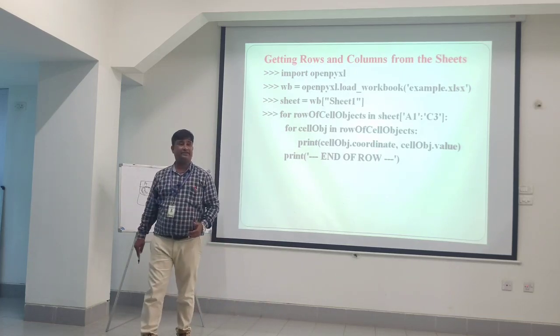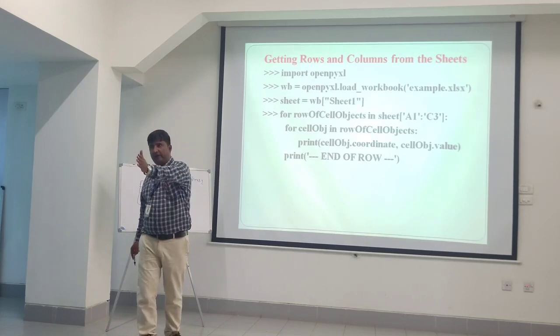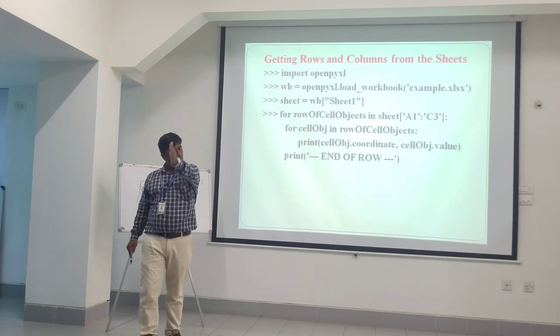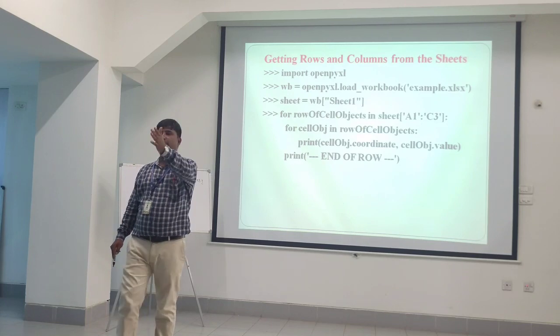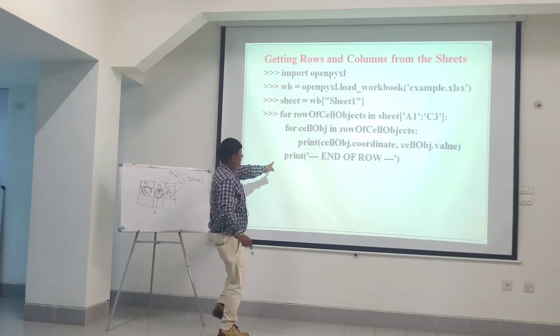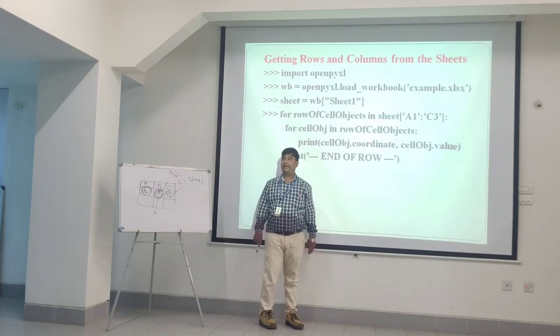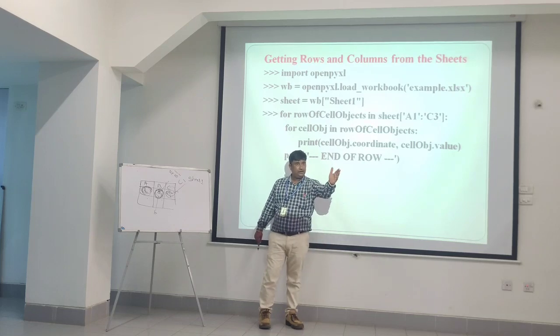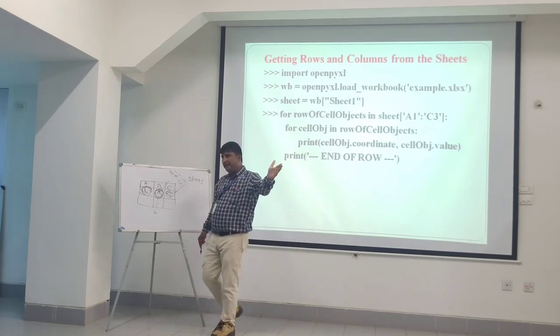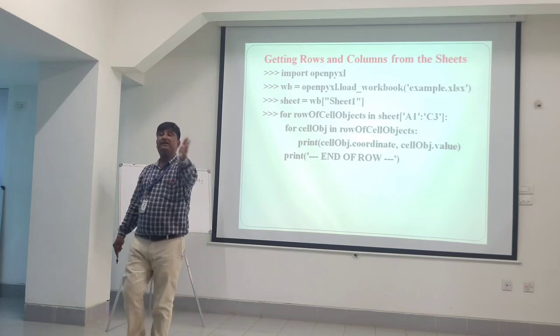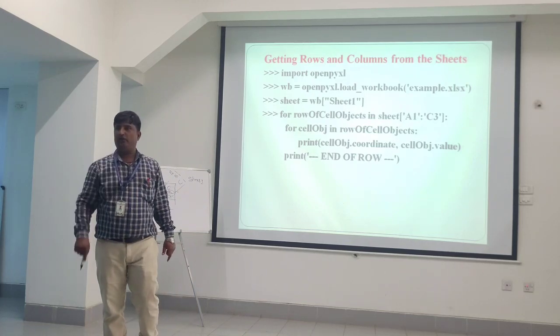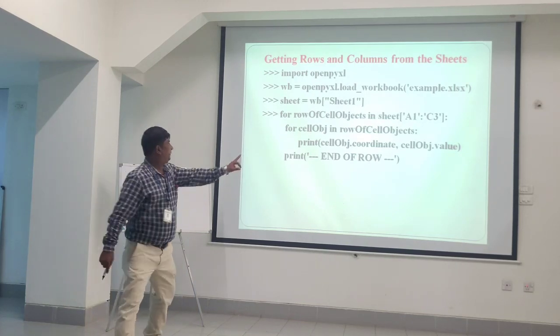What does the second row contain? A2 corresponding value, B2 corresponding value, next C2 corresponding value. Then what is executed? End of row. Next A3 corresponding value, B3 corresponding value, C3 corresponding value. Next, end of row. Next, what happened?